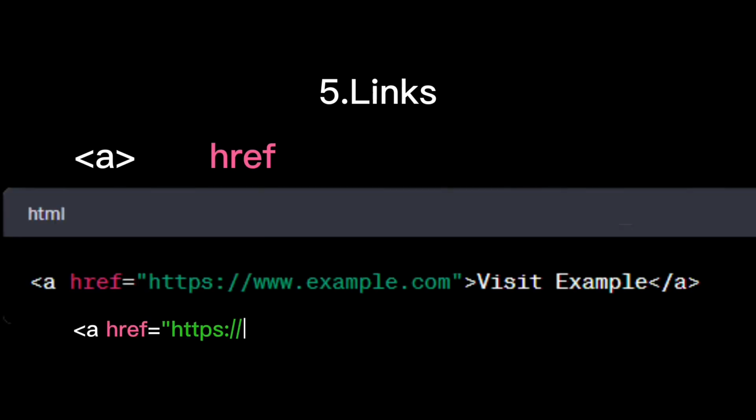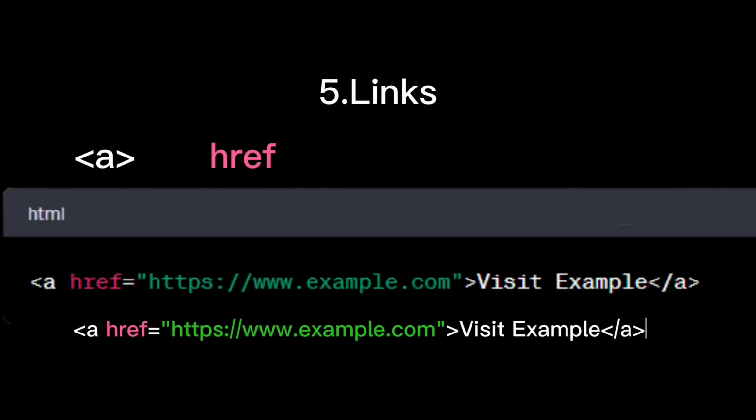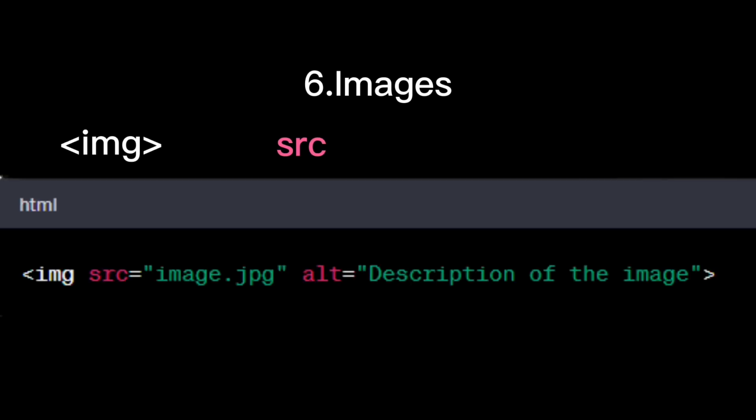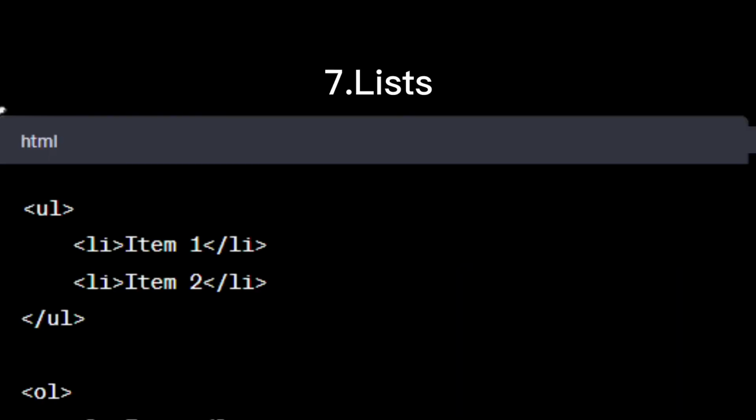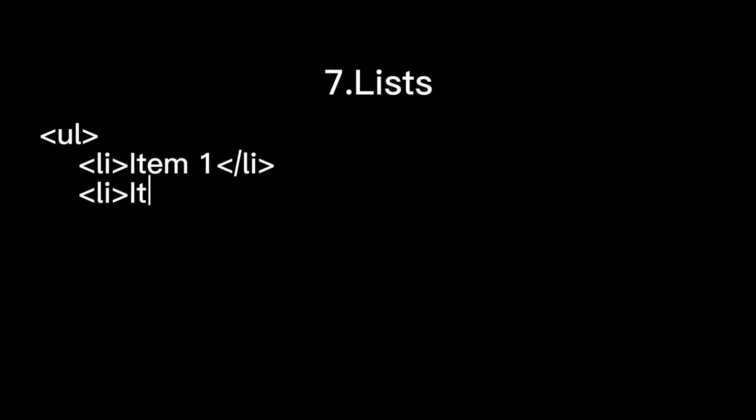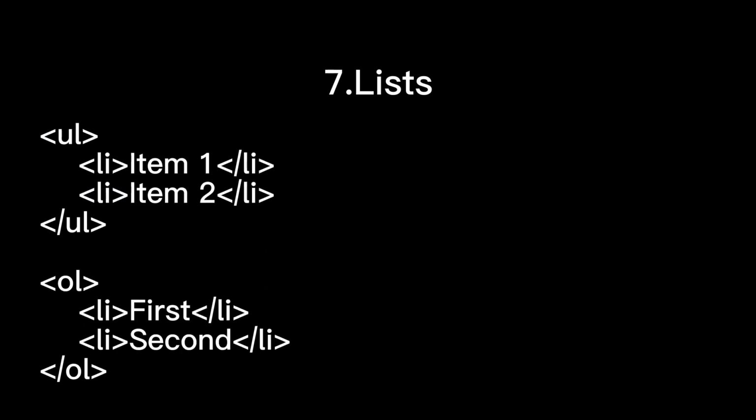Links. You can create hyperlinks using the a tag. The href attribute specifies the URL of the linked resource. Images. Images can be displayed using the img tag. The src attribute specifies the image URL. Lists. HTML supports both ordered numbered and unordered bulleted lists.